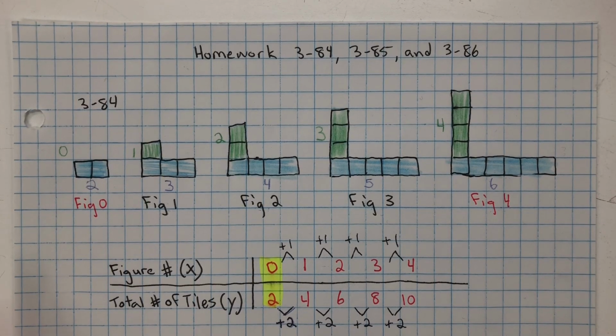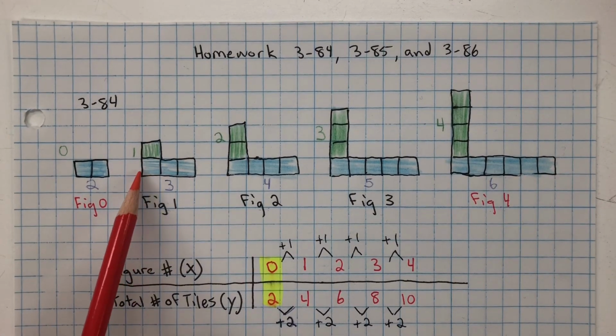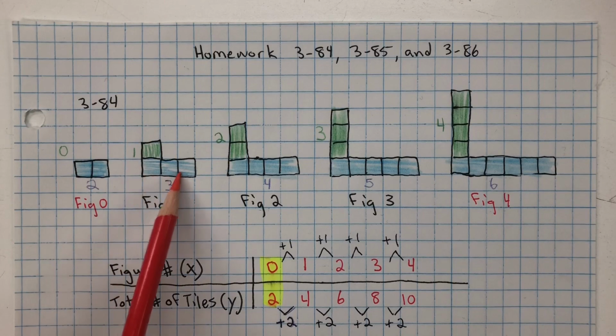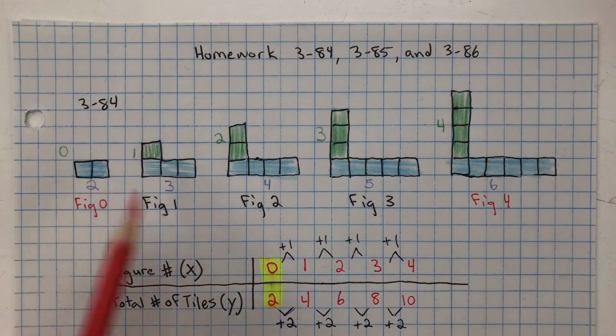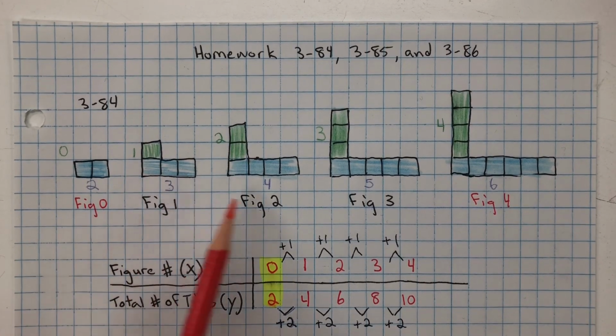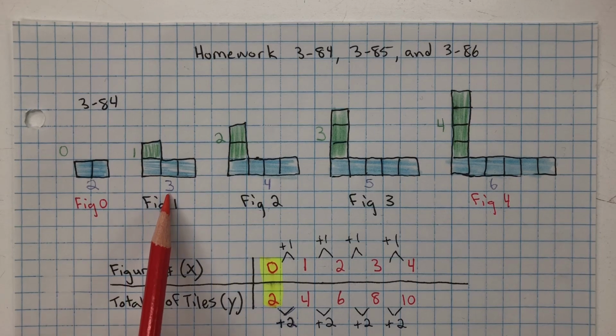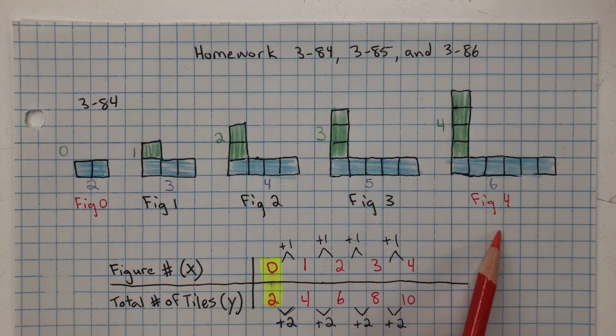This is the homework for 384, 385, and 386. For 384, I needed to draw figure 0 and figure 4 for the pattern shown. I saw the pattern as horizontal tiles and vertical tiles. For figure 1, I saw that there were 3 horizontal tiles. Figure 2 had 4, figure 3 had 5, and I noticed it was increasing by 1 each time.